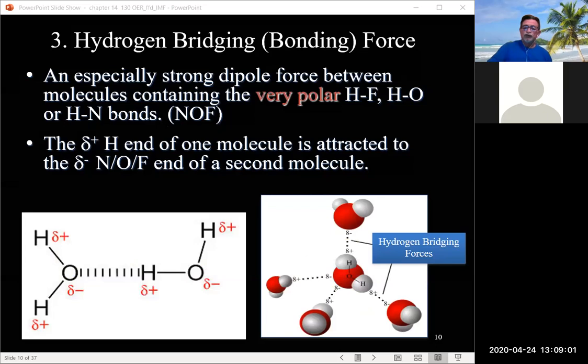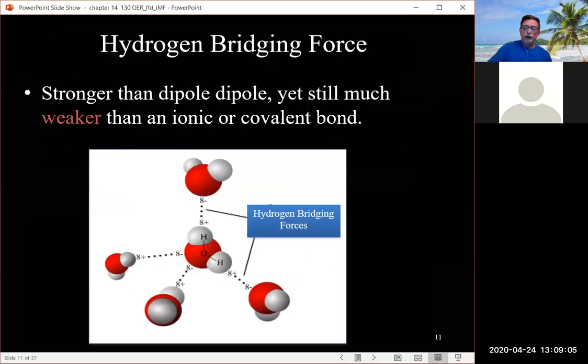In this case, hydrogen bridging force. Okay, this is the strongest one. It's much stronger than dipole, which is much stronger than London forces. Okay, but they are weaker than the actual bonds themselves, like the actual ionic bond or covalent bond. Okay, these forces are not bonds, they're just very strong interactions.